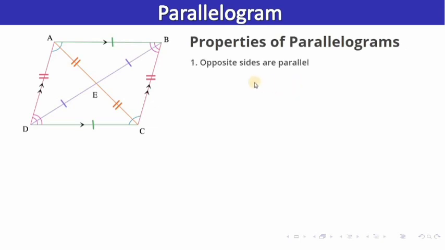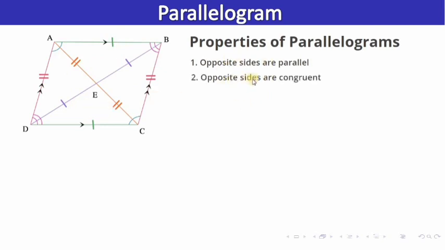So the first property says opposite sides are parallel. Opposite sides means AB is parallel to DC. So this arrow, you see this arrow represents the sides are parallel. So these green lines are parallel to each other. And similarly this pink line, CB, is parallel to DA. Okay, so they are also opposite. So opposite sides are parallel in a parallelogram.